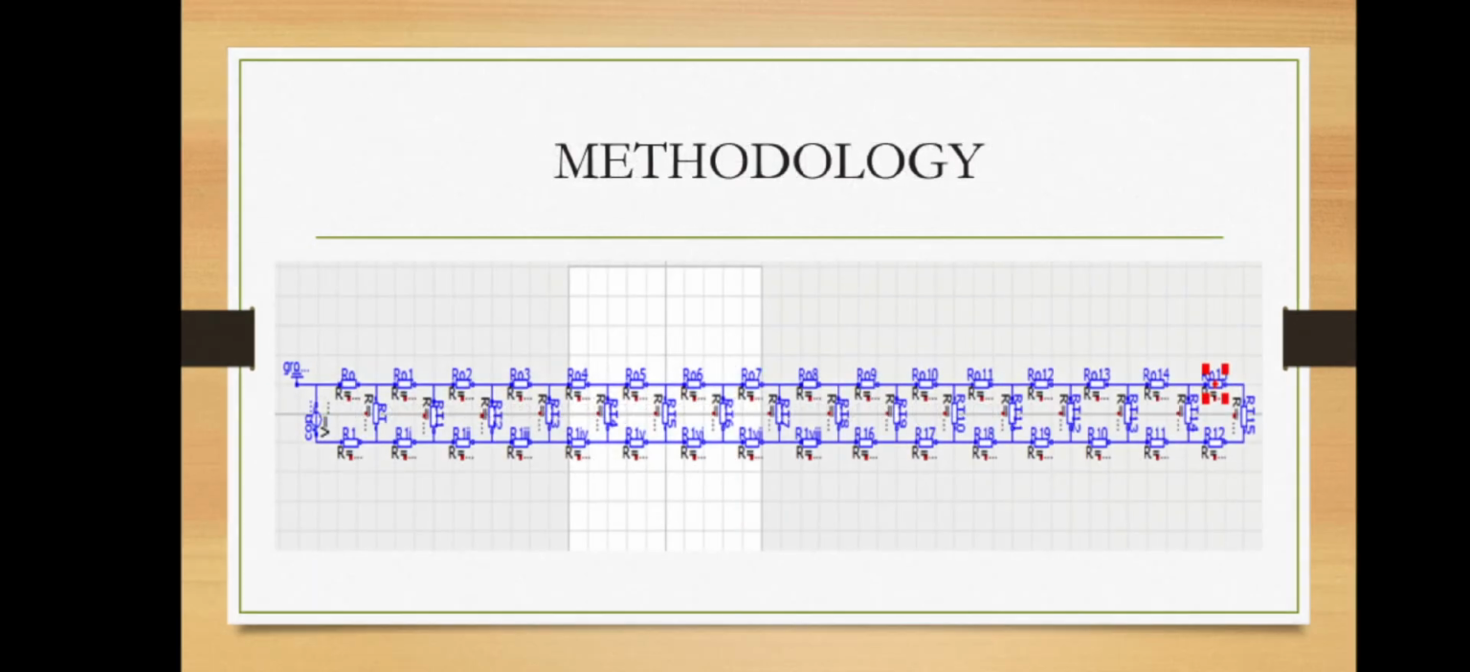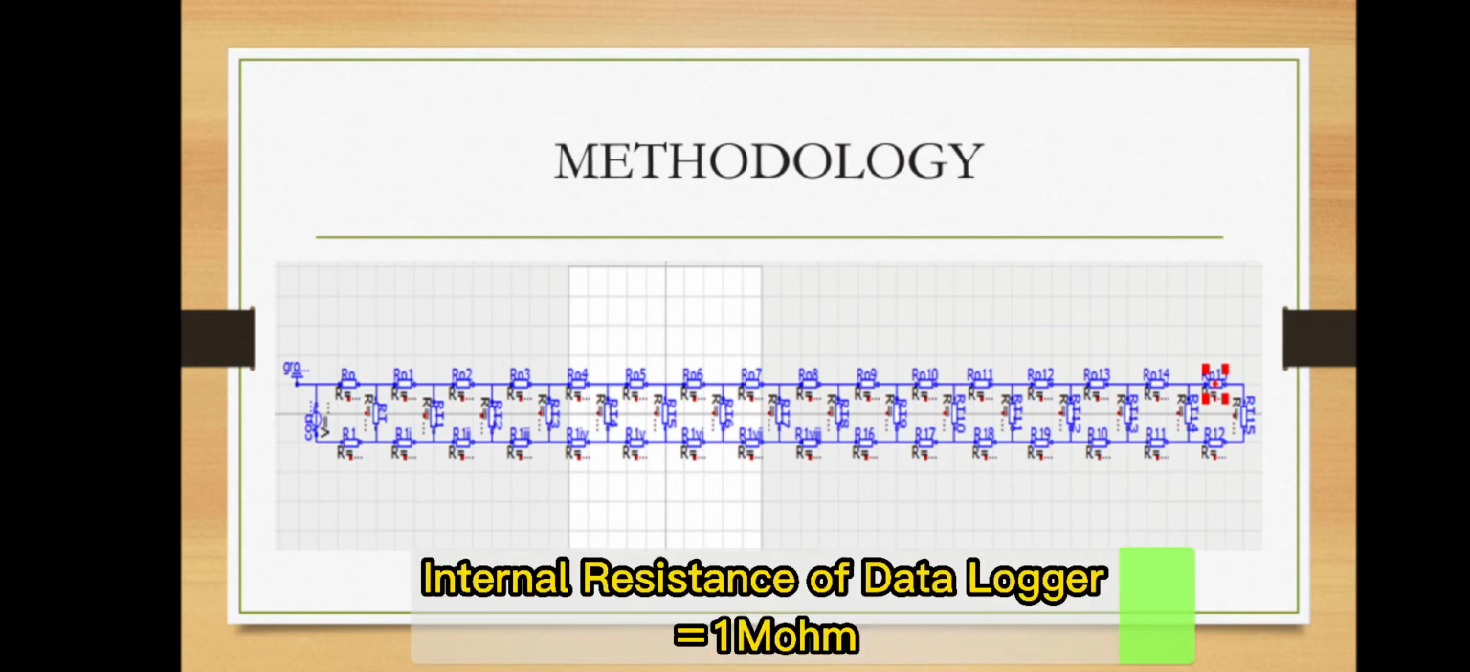Okay, next I will talk about the methodology of this research. The thermocouple is connected to terminals of all channels. If the internal resistance of each channel is infinity, the voltage drop will not happen and the same electromotive force will be measured at all channels. However, the internal resistance of Hioki data logger is 1 mega ohm.